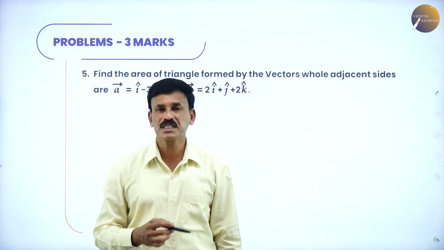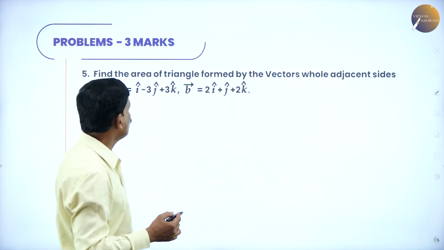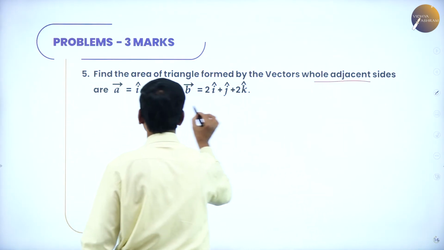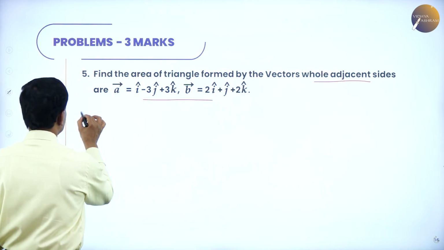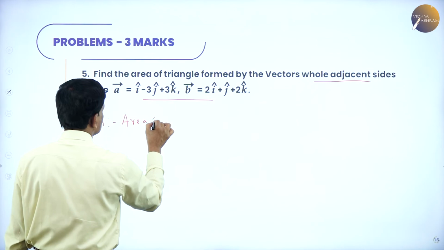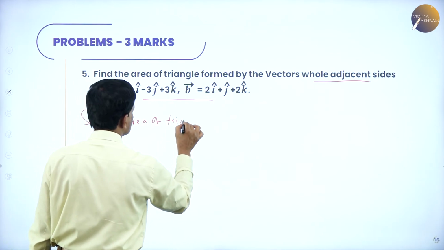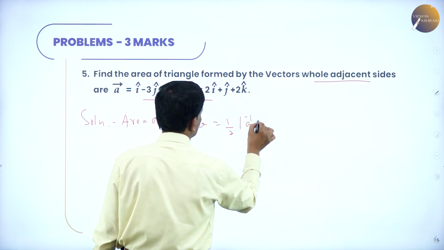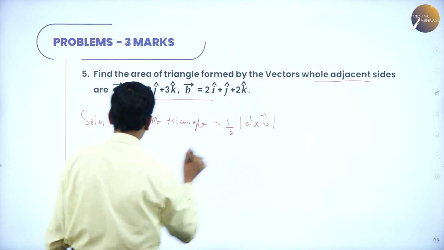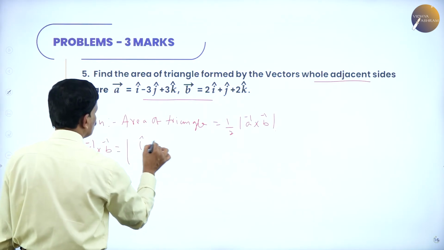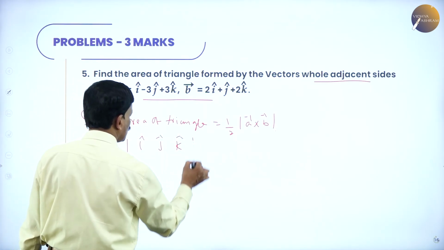Now let us come to the next type of problem. Find the area of a triangle formed by the vectors whose adjacent sides are given. Now what is the area? Area of a triangle ABC is equal to half into length of A cross B. Just find out A cross B here. That's it. A cross B is equal to the determinant of i, j and k.